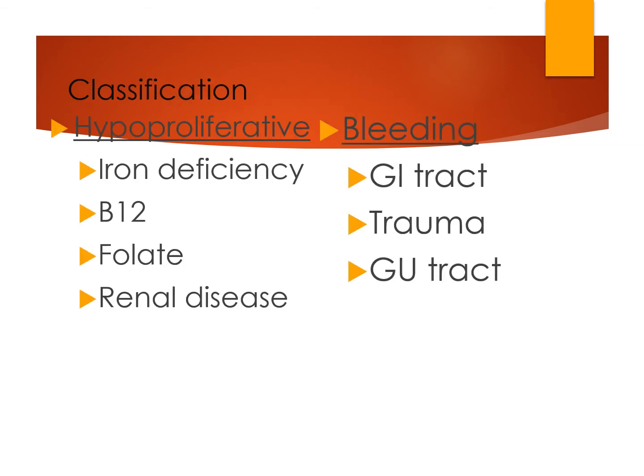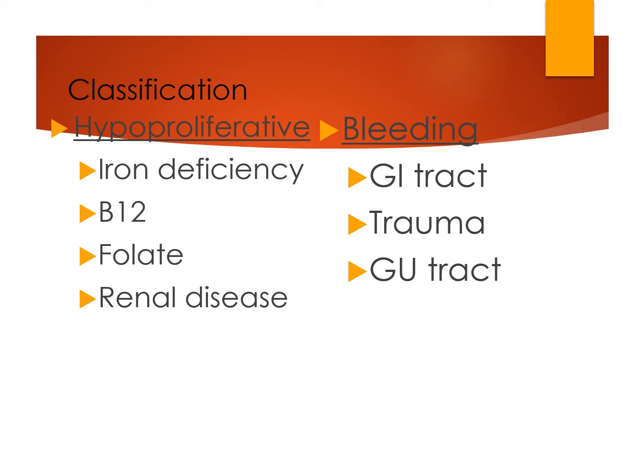Classifications of anemia include hypoproliferative, meaning that the cells are there, but there's not enough of them, and bleeding. Hypoproliferative and iron deficiency anemia is a result of decreased iron in the body, including iron stores. A lack of either vitamin B12 or folate causes a type of anemia called megaloblastic anemia or pernicious anemia. And of course, renal disease and its influence on erythropoietin can also cause a decreased signaling response to produce red blood cells.